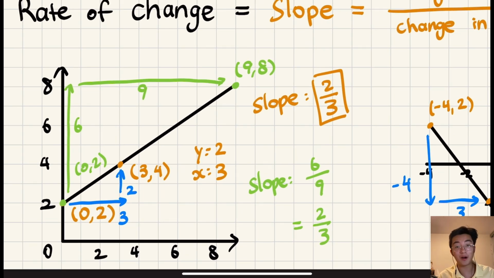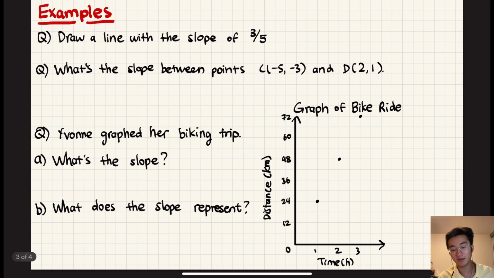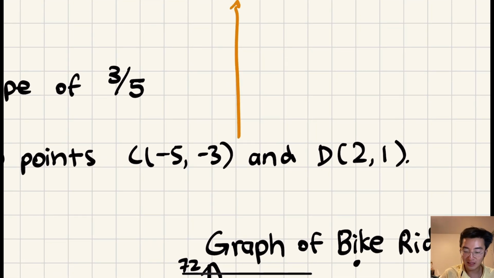So no matter where you pick the 2 points, as long as they're on the same line, it will always be the same slope. Okay, so that's pretty straightforward. And now how can we go backwards? How can we draw a line with a slope of, say, 3 over 5?